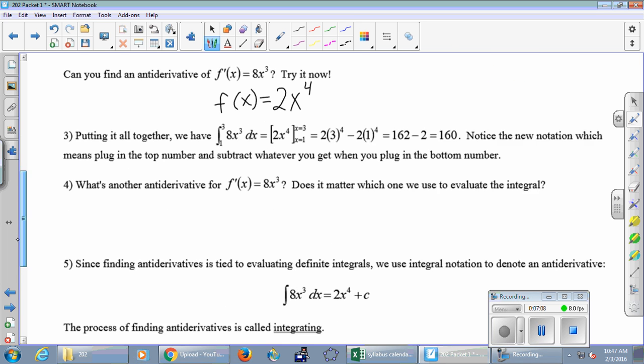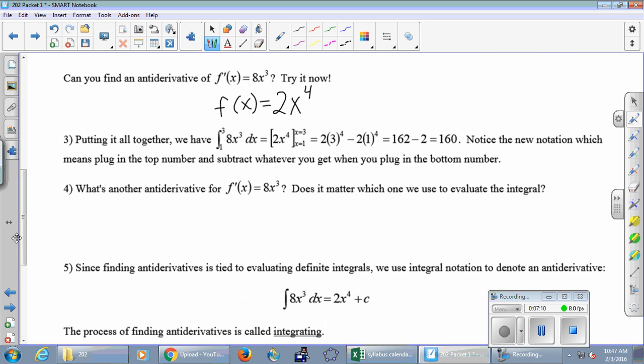Okay, so we said that the antiderivative of 8x cubed was 2x to the 4th, but we discovered the other day that that's just one possible correct antiderivative. What's another one? Plus anything. So let's just pick a specific one: 2x to the 4th plus 1. Great. We could have done that, right? Let's see if it makes a difference. I really hope it doesn't, because the area of that region is just 160, and it shouldn't make any difference how we get there. But let's make sure that it doesn't.